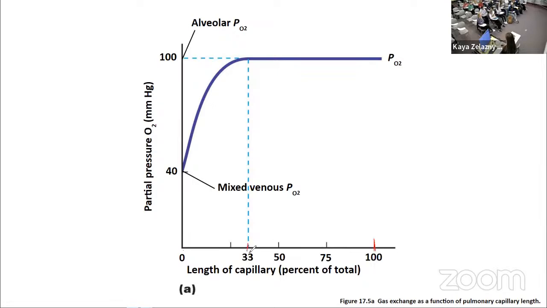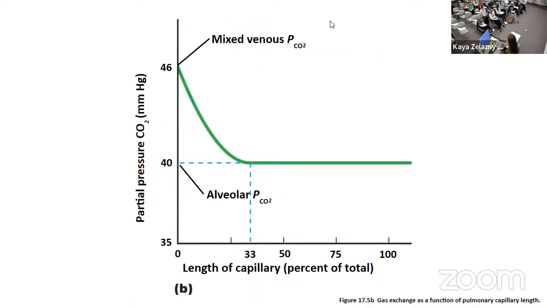So about a third of the way through the capillary, you get to that alveolar partial pressure of oxygen in the blood. Okay, so this is showing us the partial pressure of oxygen in the blood. In the veins coming in, the partial pressure of oxygen is at 40. We're going through the tissue of the lungs, essentially coming into contact with that alveolar air that has a partial pressure of 100. And we reach equilibrium a third of the way down the capillary. That's all this graph is showing.